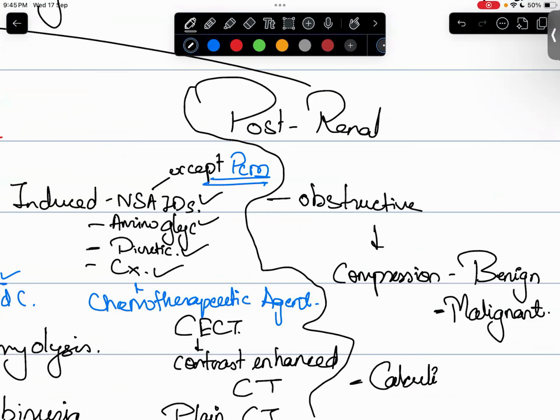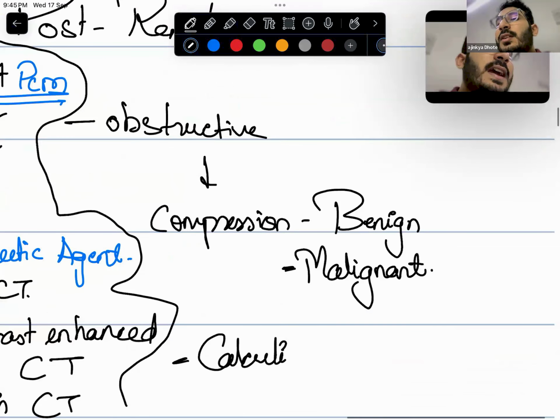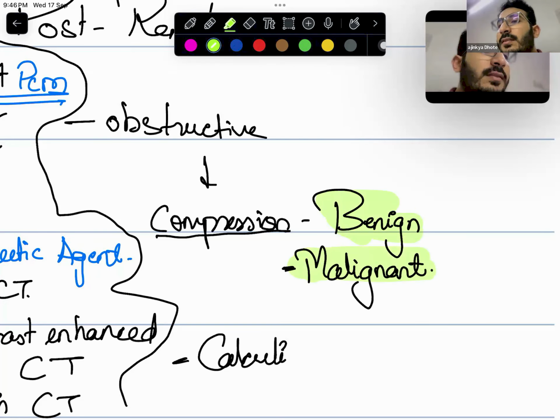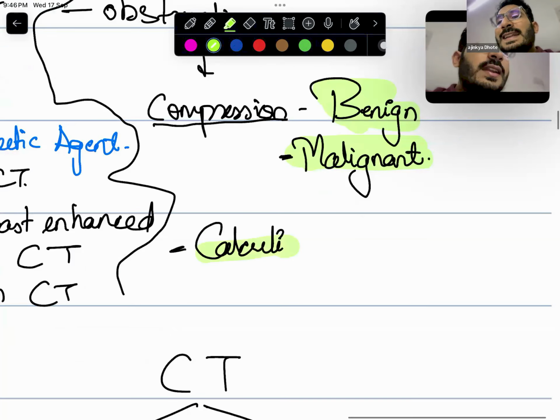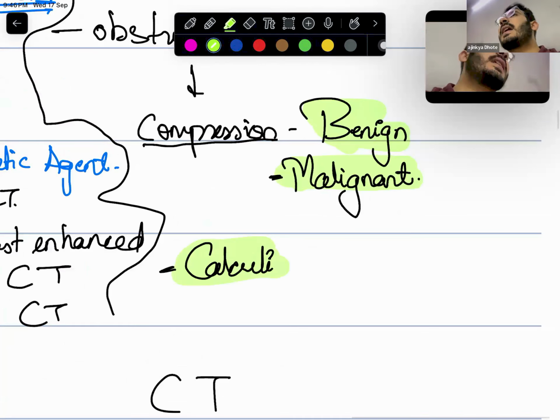Then is your post-renal AKI. Post-renal AKI usually stands for the obstructive causes of AKI. Now this obstruction can be either because of some compression. The compression can be in the form of a mass, either a benign mass or a malignant mass, or it can be because of calculi. These are the two most common reasons that can lead to compression and result in post-renal AKI.